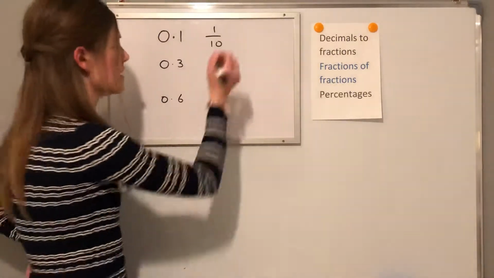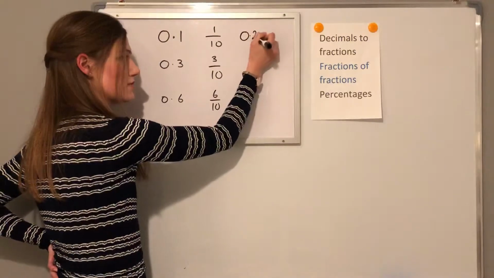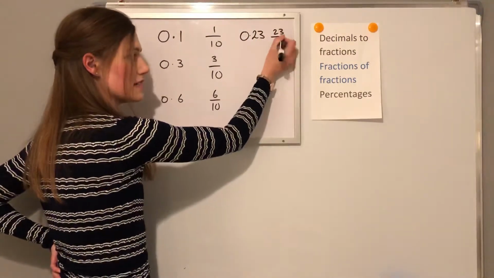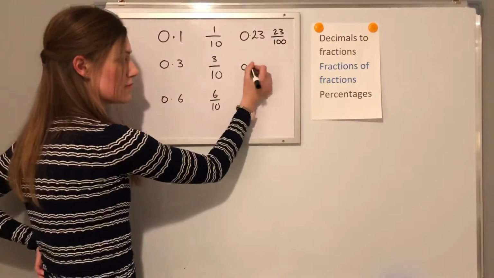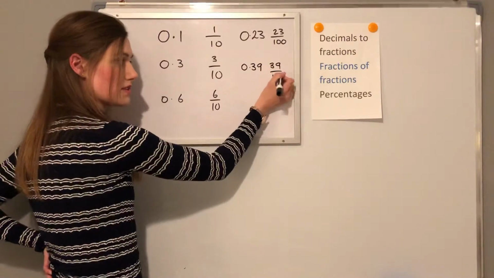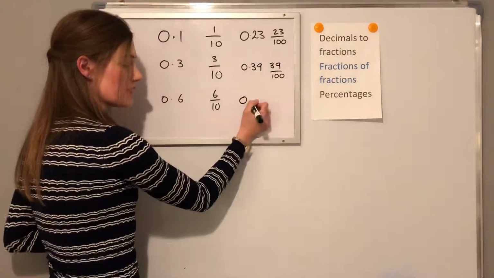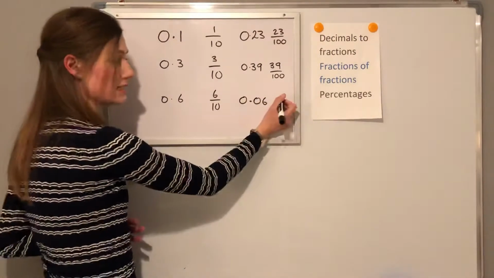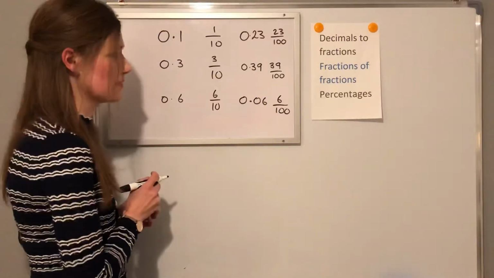Okay, so if you have two numbers after the decimal, so if you had 0.23, as a fraction, that's going to be 23 over 100. Again, if you had 0.39, that's going to be 39 over 100. It gets a little bit harder if you have something like 0.06. Just be a bit careful because that's still out of 100. It's going to be 6 out of 100.